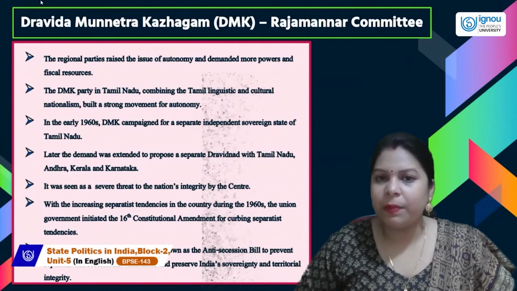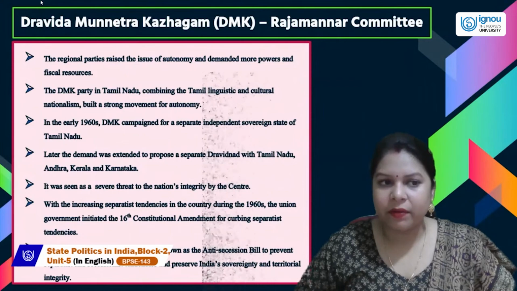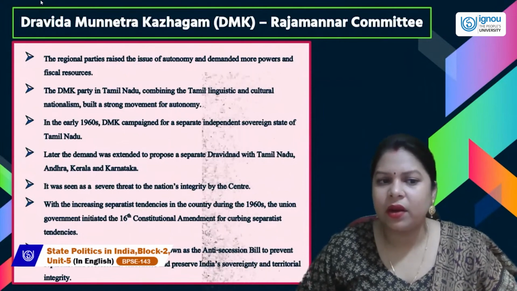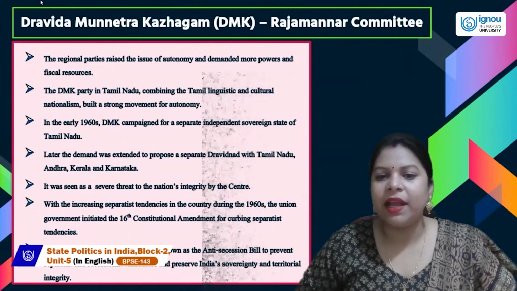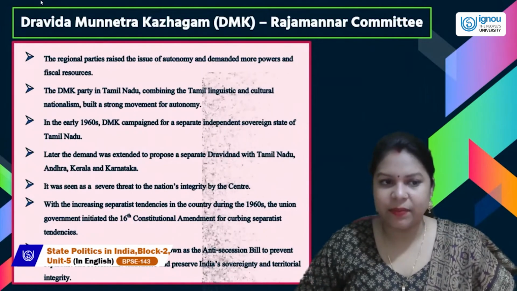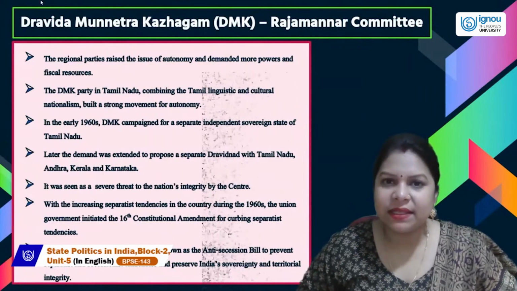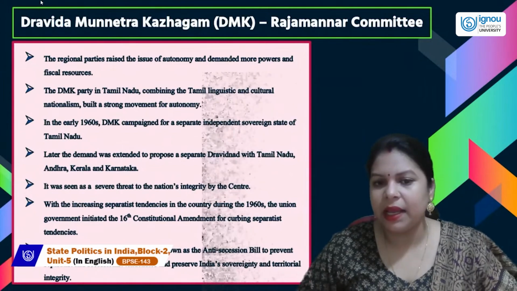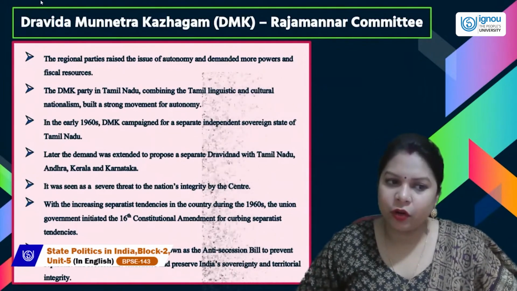So the regional parties raised the issue of autonomy and demanded more powers and fiscal resources. So the DMK, Dravida Munnetra Kazhagam party in Tamil Nadu, combining the Tamil linguistic and cultural nationalism, built a strong movement for autonomy. So why is this important? Because this Dravida Munnetra Kazhagam party, DMK party, had a very strong movement for autonomy.